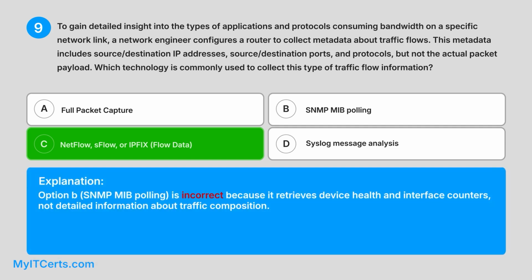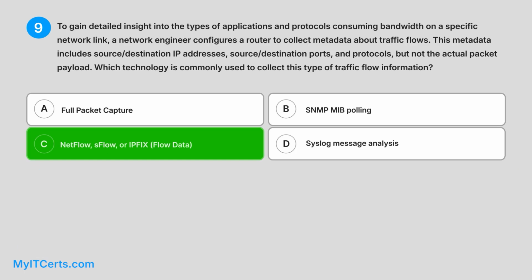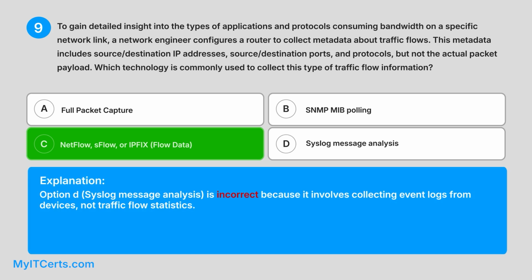Option B, SNMP MIB polling, is incorrect because it retrieves device health and interface counters, not detailed information about traffic composition. Option D, syslog message analysis, is incorrect because it involves collecting event logs from devices, not traffic flow statistics.